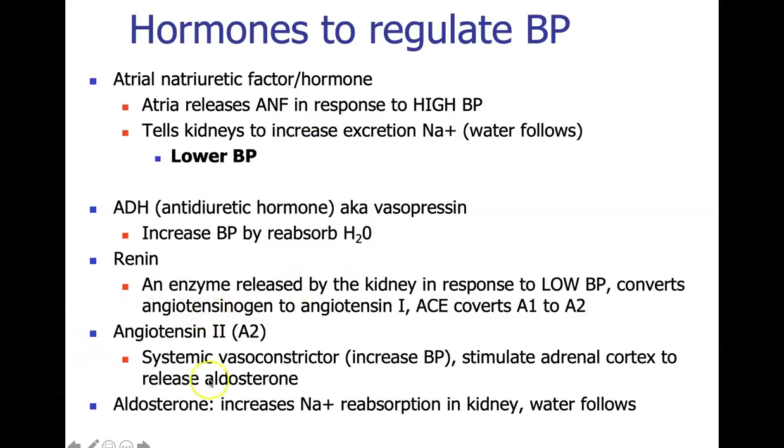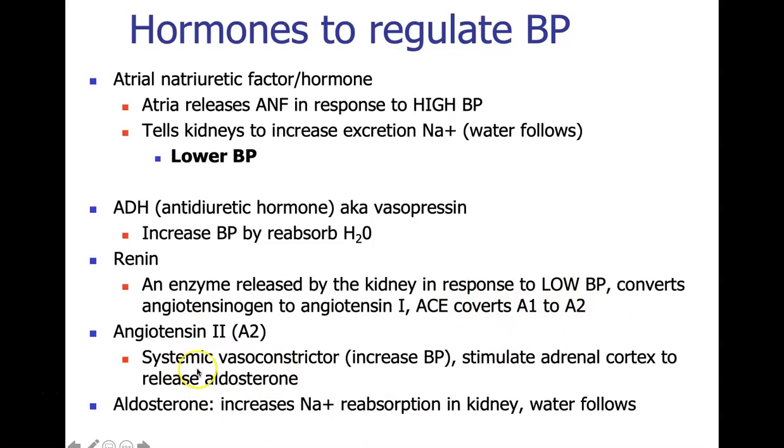And finally, we have this system of hormones called the renin-angiotensin system, and these are the hormones that control aldosterone. Renin is an enzyme released by the kidney in response to low blood pressure. So blood pressure gets too low, renin is released from the kidney. That causes conversion of angiotensinogen to angiotensin 1. And an enzyme called ACE converts A1 to A2, that's angiotensin 1 to angiotensin 2. So now we have conversion, essentially activation of this angiotensin 2 hormone.